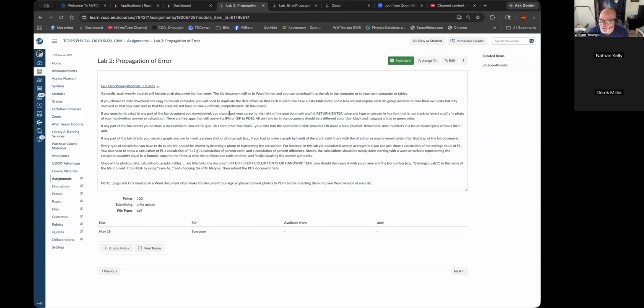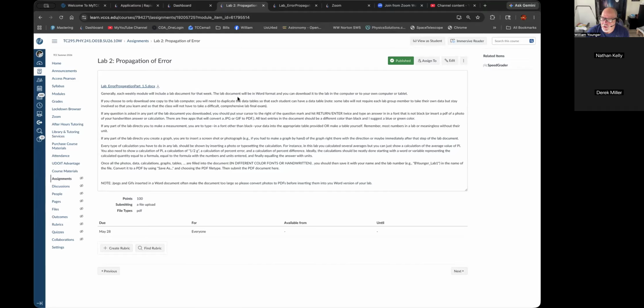Your job again to turn in a lab report is to take that Word document that we supply, type in all the relevant data in a font other than black. Anything you type into the document needs to be a font other than black so that I can immediately identify what you typed in versus what was already in the manual or the document. You're supposed to, of course, do a sample calculation of each type of calculation that you do in the lab, even if the lab doesn't ask you for it.